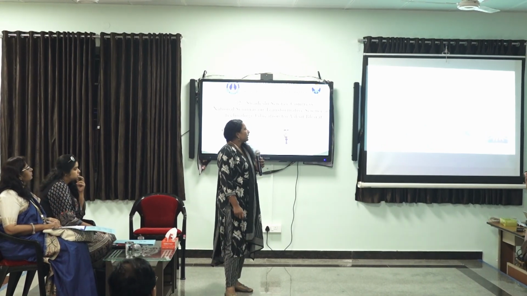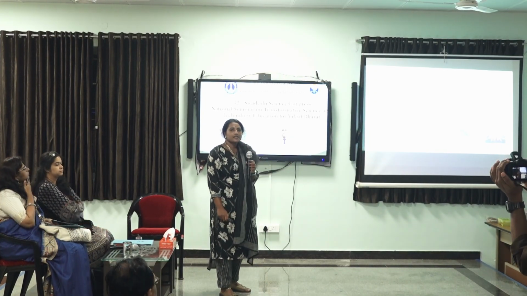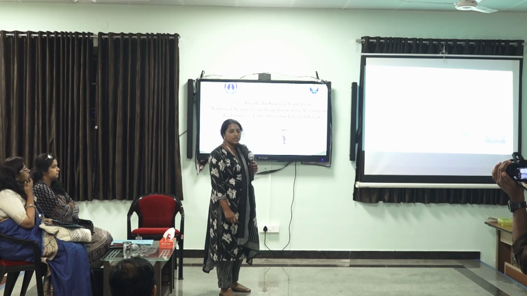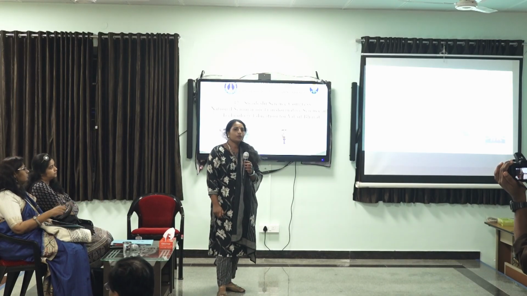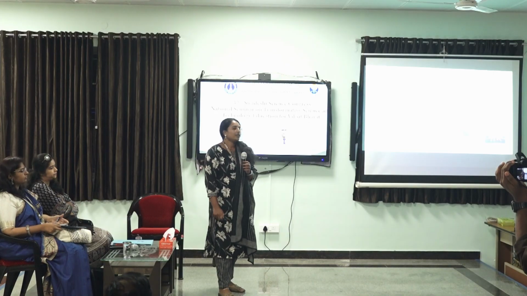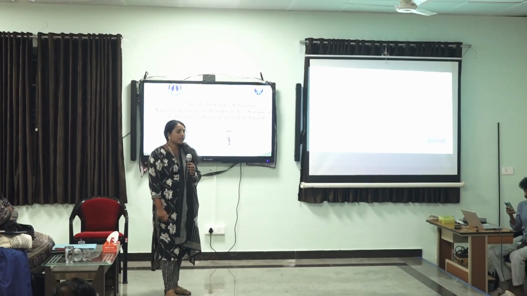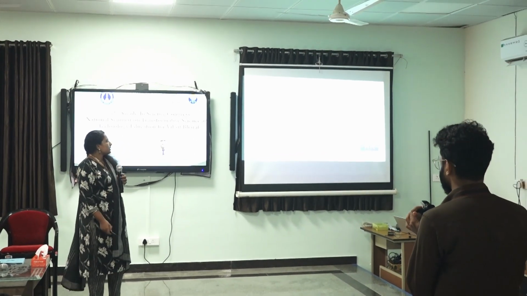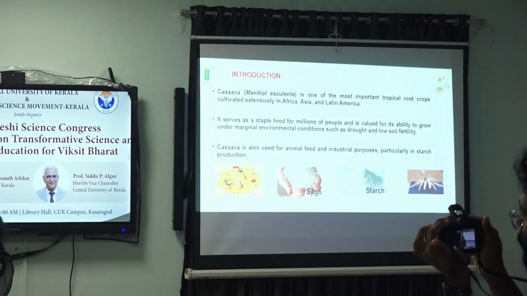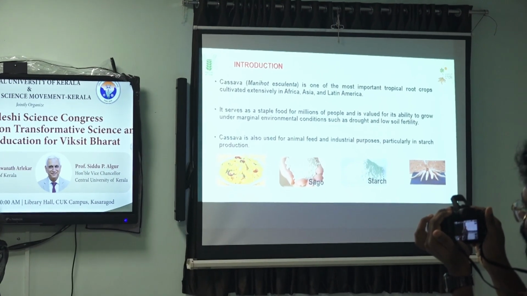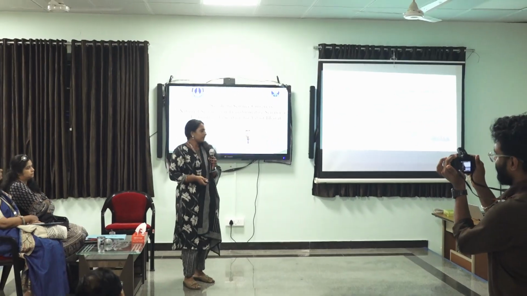Cassava, or Manihot esculenta, is one of the most important tropical root crops cultivated extensively in Africa, Asia and Latin America. It serves as a staple food for billions of people and is valued for its ability to grow under environmental conditions like high drought stress, high temperature and low soil fertility. Cassava is used as food, as animal feed, and for industrial purposes to produce starch, sago, etc.